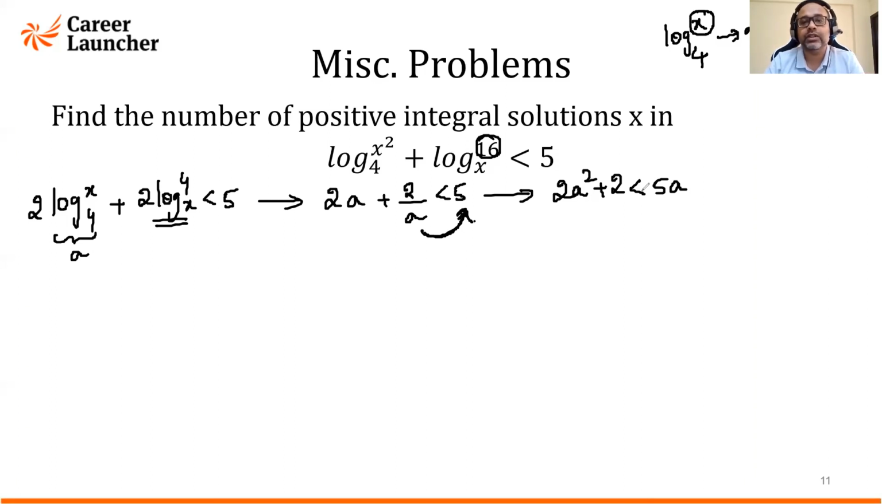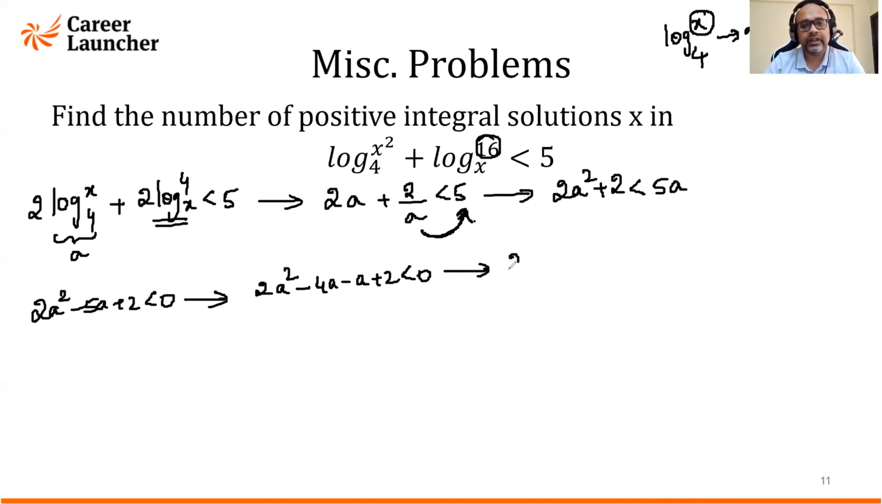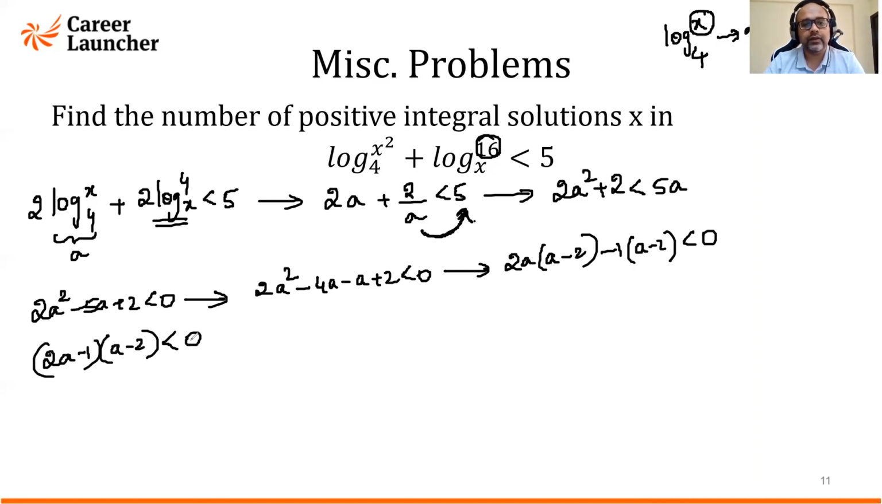What happens when a is positive? What happens when a is negative? In each case, the sign will change. Right now, we don't have to do that. So this gives me 2a square minus 5a plus 2 less than 0. And this gives me 2a square minus 4a minus a plus 2 less than 0. If I simplify this further, I'll get 2a into (a minus 2) minus 1 into (a minus 2) less than 0, which gives me (2a minus 1) into (a minus 2) less than 0.